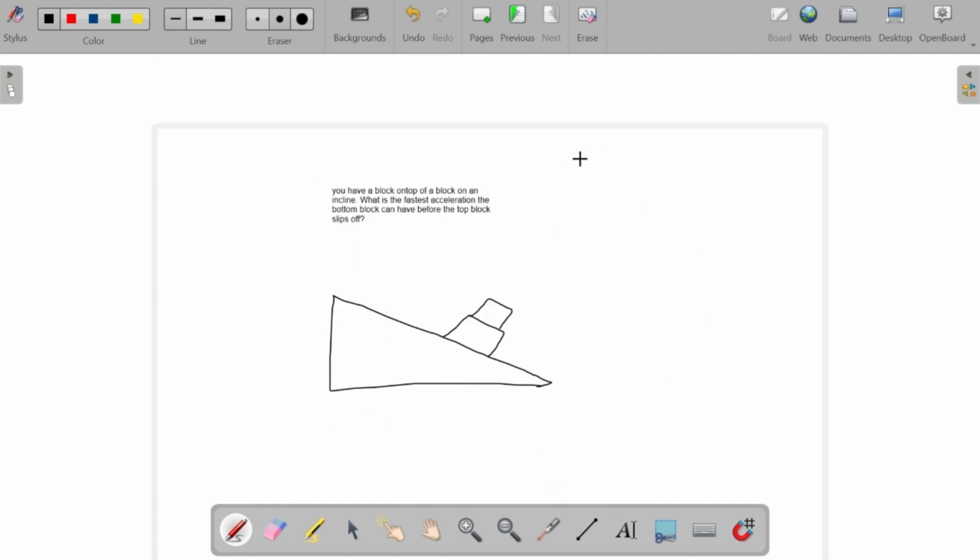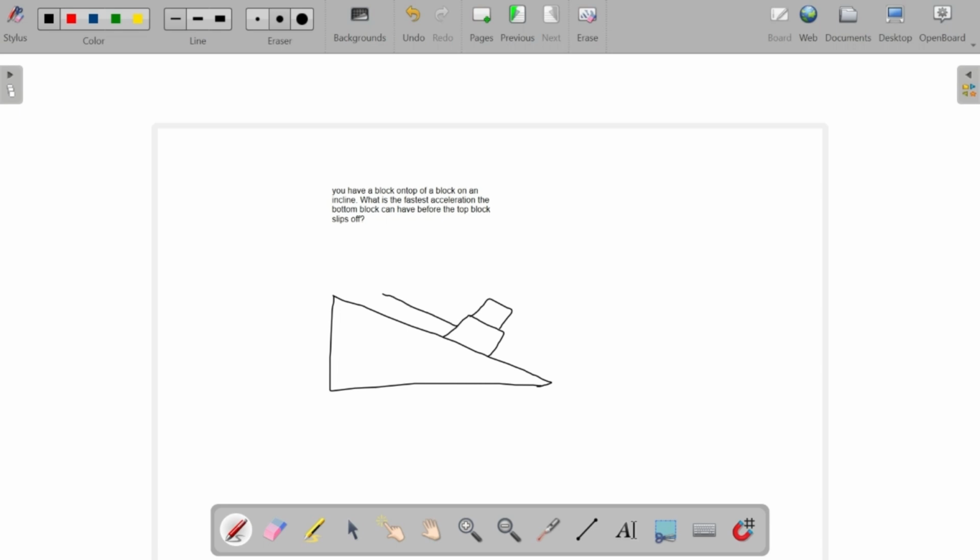Okay, now in this question, I was going to do another one, but then I realized that this question, I think, covers the bigger main topics, and that's why we're going to do this one. You have a block on top of a block on an incline. What is the fastest acceleration the bottom block can have before the top block slips off? And so we have this system right here.